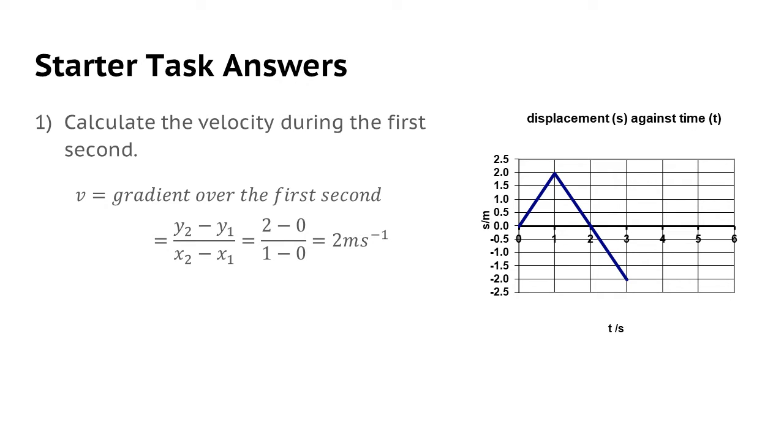So the gradient over the first second is given by 2 points. In this case, I have chosen as my final point the coordinates 1, 2, and my initial point 0, 0. That gives us the difference in the y's being 2 minus 0, and the difference in the x's being 1 minus 0, and an answer of 2 meters per second.